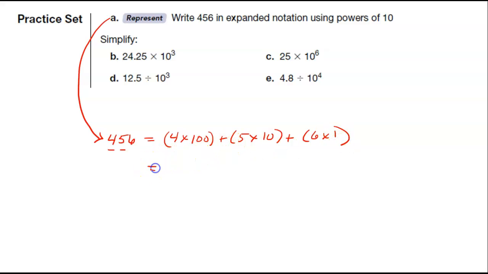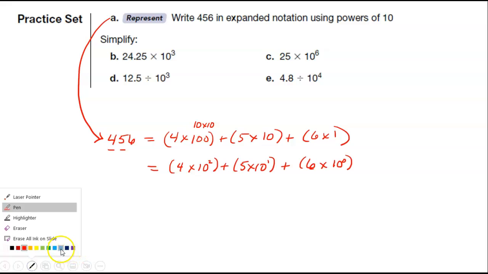And if I wanted to use powers of 10, I could say, all right, this is 4 times 10 squared, because this is 10 times 10, plus 5 times 10 to the 1. This is just 10. It's kind of an invisible 1. Plus 6 times 10 to the 0, because anything to the 0 power is 1. Okay, let me go ahead and change colors here.